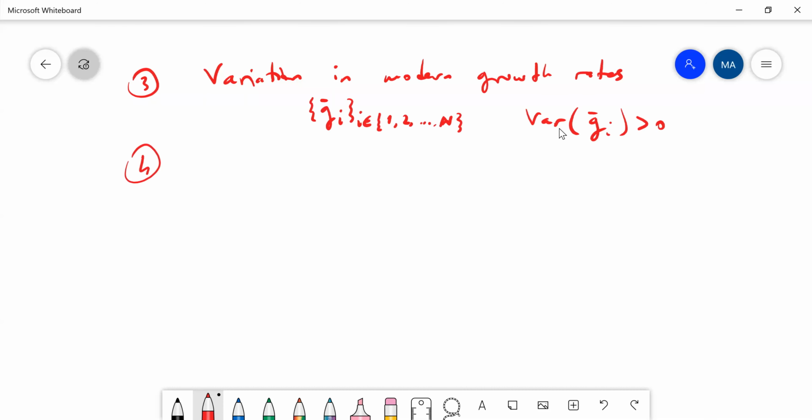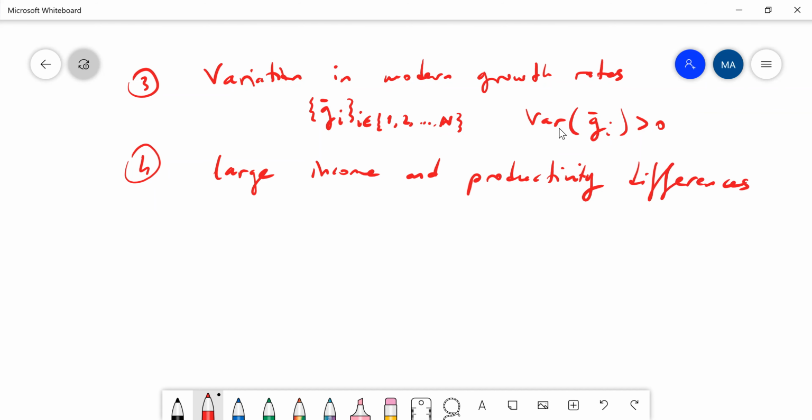The fourth one is, so we have large income and productivity differences. So that's also very important, okay? So, large income and productivity differences across countries.